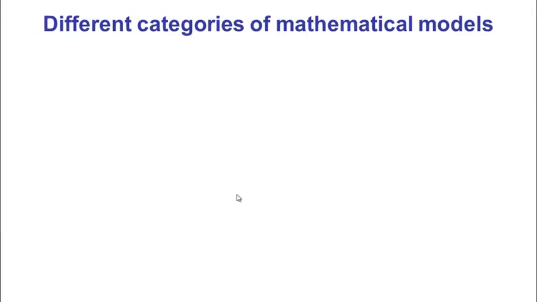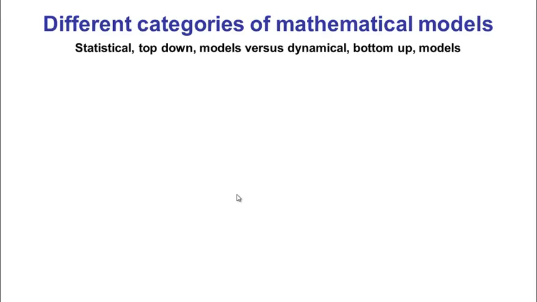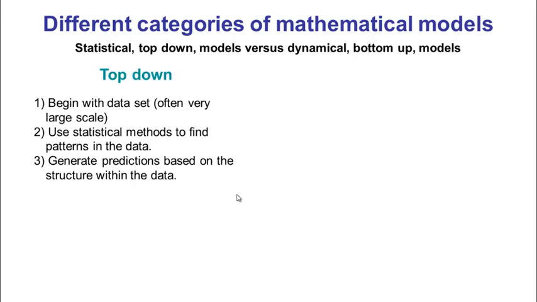So what do we mean when we talk about dynamical mathematical models? Well, I think it's helpful to divide different computational approaches, different types of mathematical models, into two categories. I like to differentiate between statistical, or what I call top-down models, versus dynamical, or what I also call bottom-up models. So what do I mean by that?